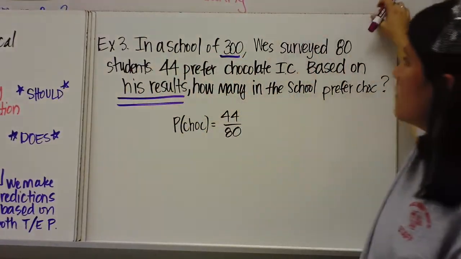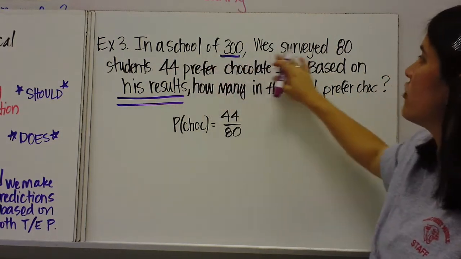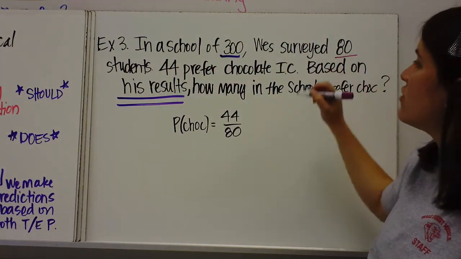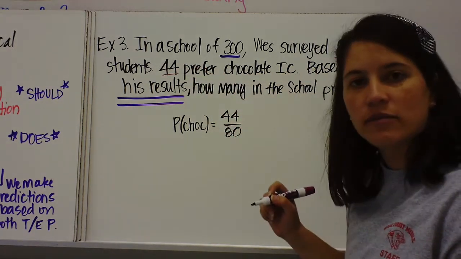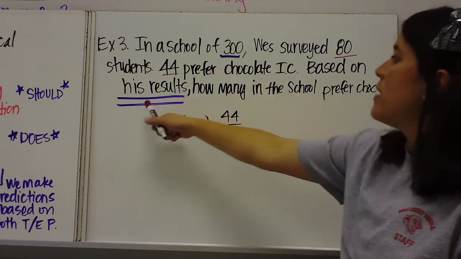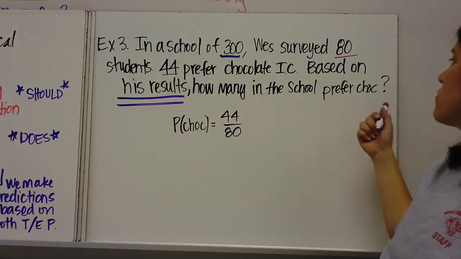Okay, so example 3. In a school of 300, Wes surveyed 80 students. 44 prefer chocolate ice cream. I like chocolate ice cream. Based on his results, how many in the school prefer chocolate?